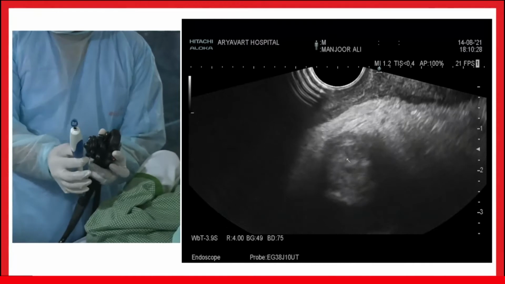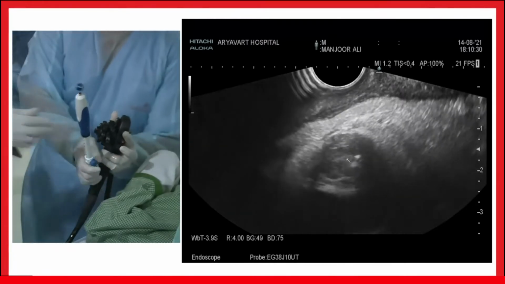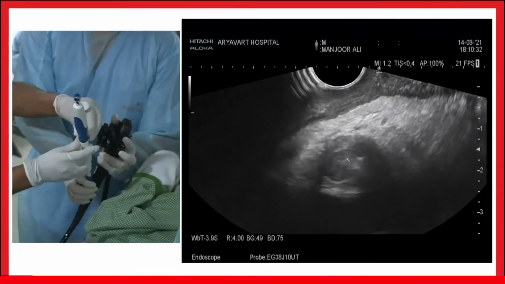I think the needle is bent. There is resistance, sir. You change the needle. Take another needle. This needle is not coming out. Some problem with the needle.